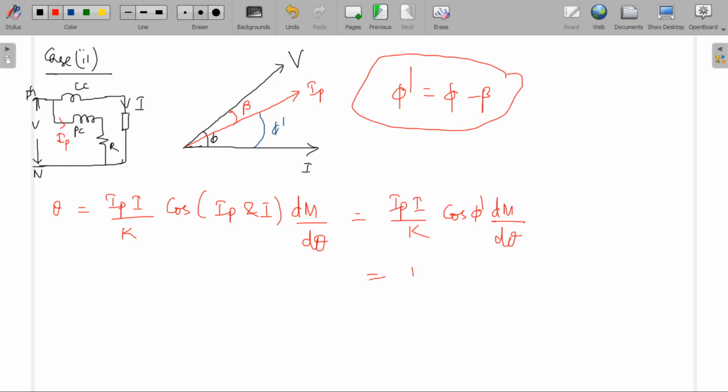Which is equal to, in place of IP, you write V by ZP after including the effect of inductance. IP will be equal to V by ZP. So V I by ZP K cos of phi minus beta dM by d theta. This will be theta.